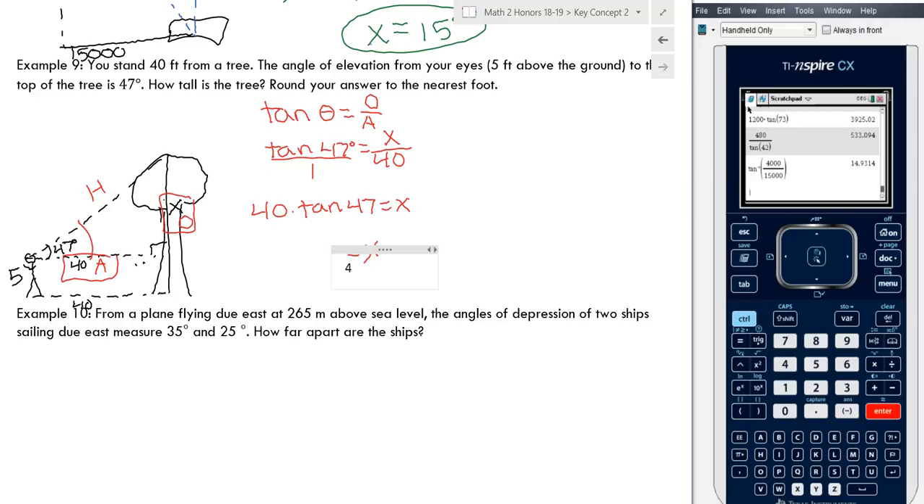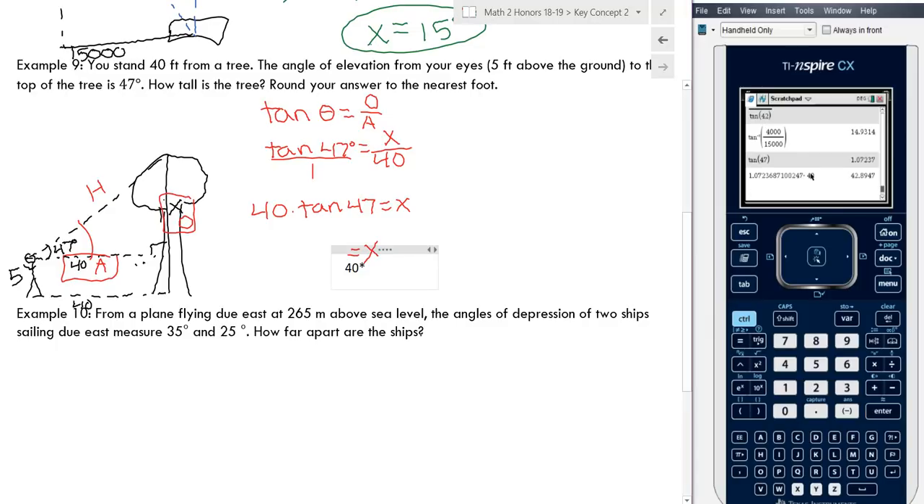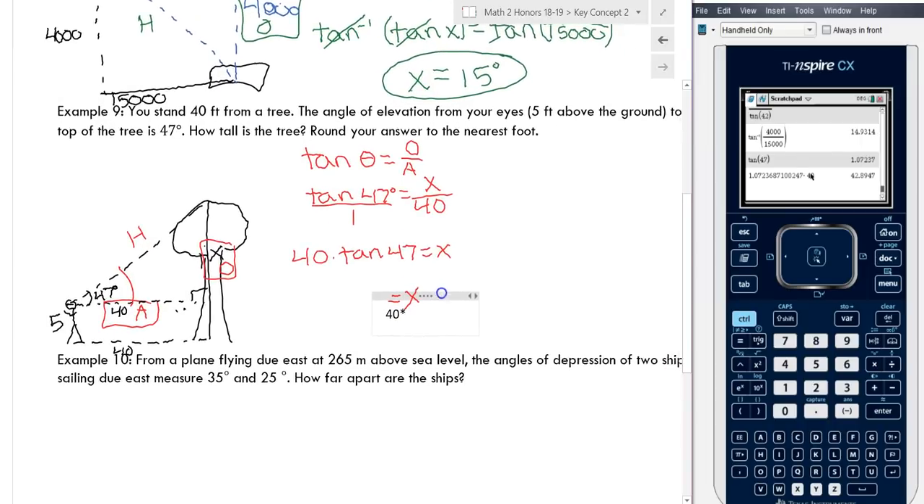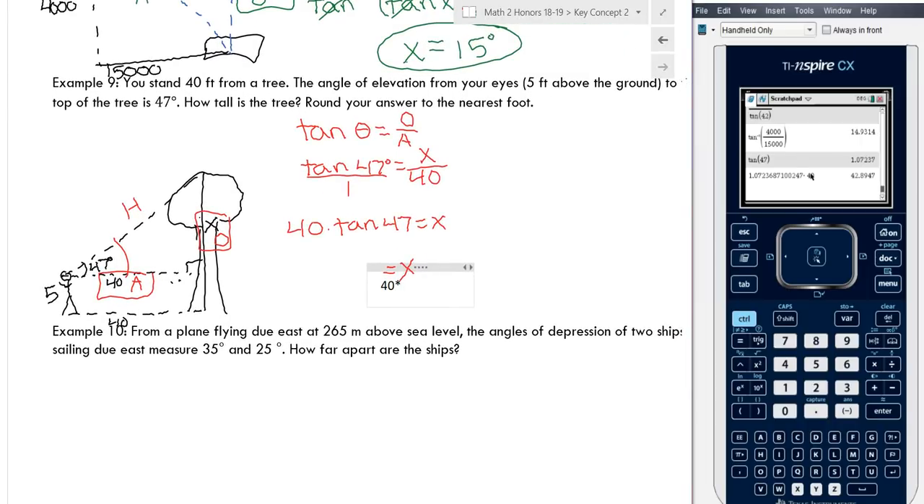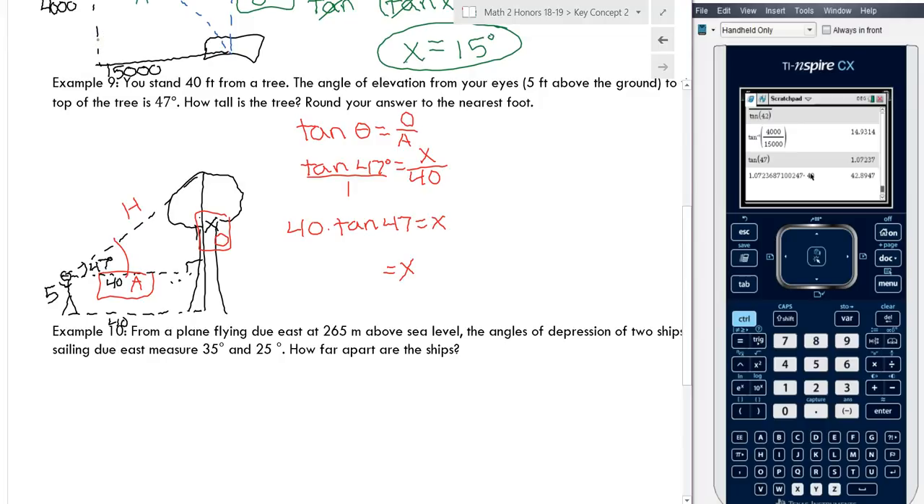So x equals 40 times the tangent of 47, which is 1 point. I didn't multiply by 40. Whoops. Times 40. We get 42.9. Oh, because I typed a 40 in here. Whoops. Sorry about that. Just get rid of that. Okay. So x equals 42.9 feet.